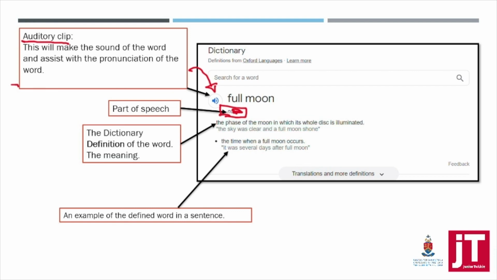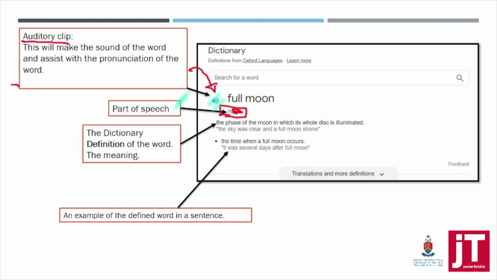Oh, sorry guys, just to clarify a bit in case we've never seen an auditory clip before. Basically what will happen is I will click it, okay, I'll tap on it and we'll go full moon, full moon, full moon. Okay, so that you can understand it.